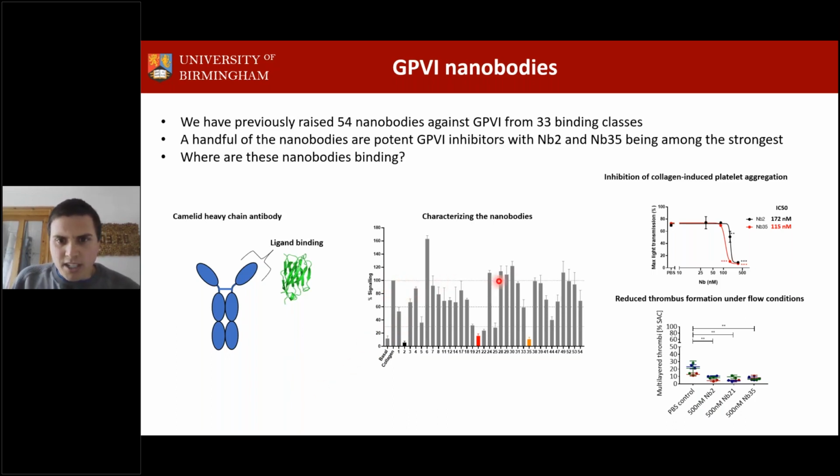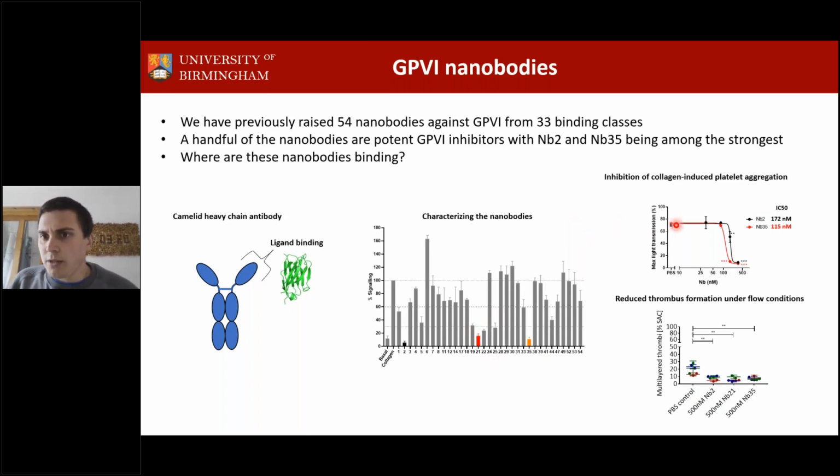And we got a range. We had some nanobodies that didn't really do much. We had some nanobodies that actually increased the binding. And then we had a few nanobodies that actually inhibited. There were 3 nanobodies that really popped out at us as really strong inhibitors of GP6 function, and that was nanobody 2, 21, and 35. I focus here on nanobody 2 and nanobody 35 for the rest of the talk, so I don't mention 21 much.